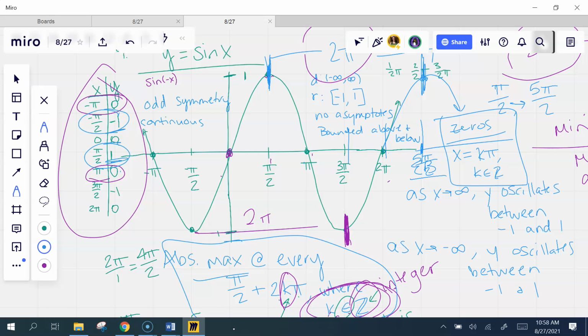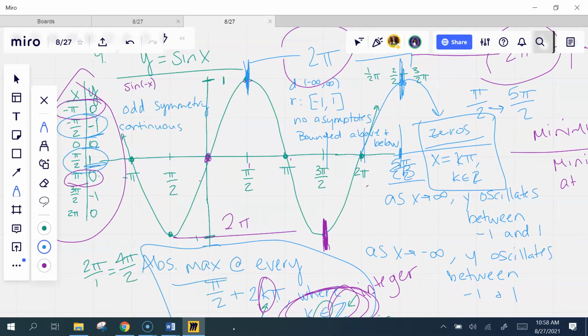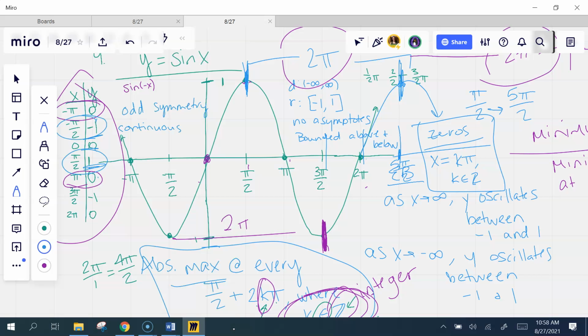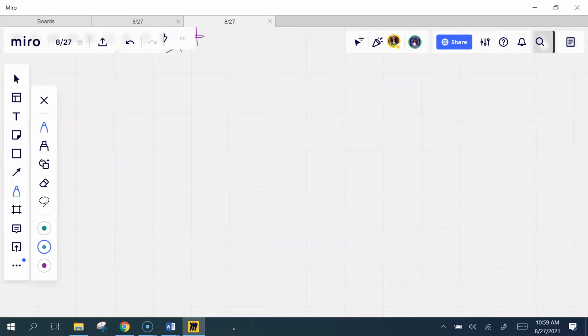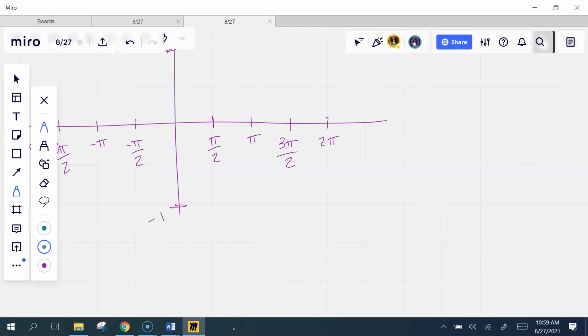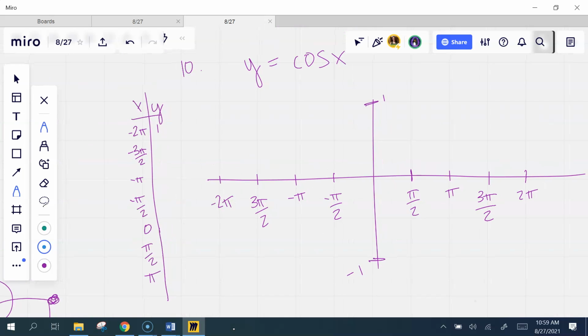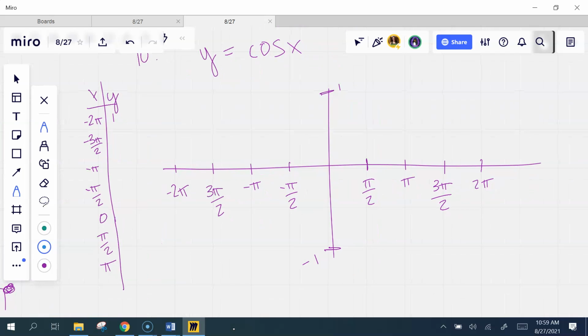So you're going to define your k at the beginning of your test and say every time I use a k, k is an integer. All right, let's come back over here to our cosine graph. Every k pi is zeros.